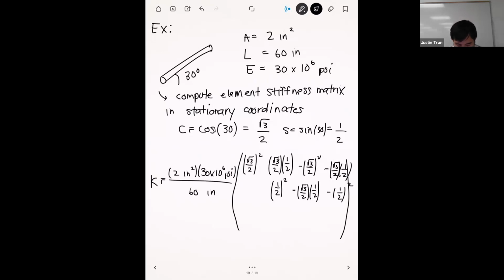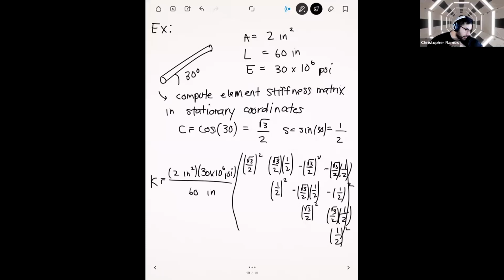Right. And so we go to the third row. And so the third row, we have cosine squared. And so that's √3 divided by 2 squared. And then we have cosine times sine, which is √3/2 times 1/2. And then in the bottom right, we have sine squared. So that's 1/2 squared.